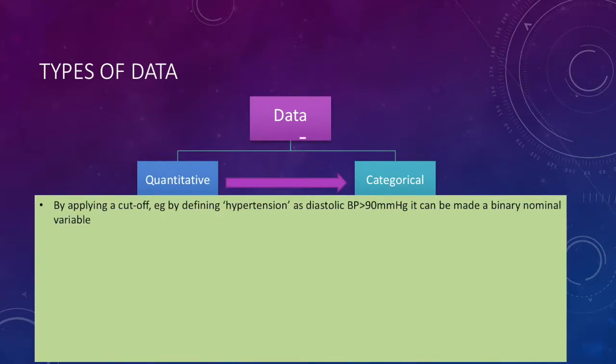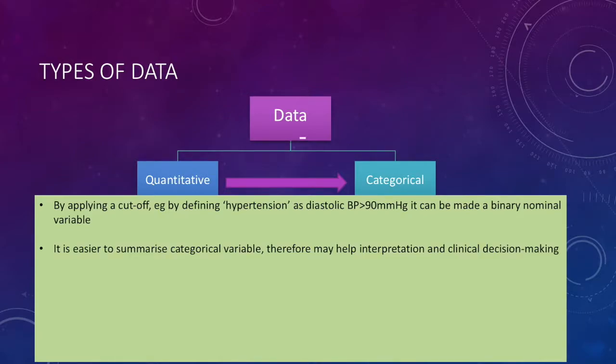Now, quantitative data can be converted to categorical data. For example, if you use blood pressure as a variable, you can define hypertension as a diastolic blood pressure of more than 90 millimeters of mercury and therefore convert a quantitative data point into a binary nominal variable, hypertensive or not hypertensive. But why would you want to do that? And the reason is because sometimes it's easier to summarize categorical variables, and this may help in your interpretation of your results and also for clinical decision making.